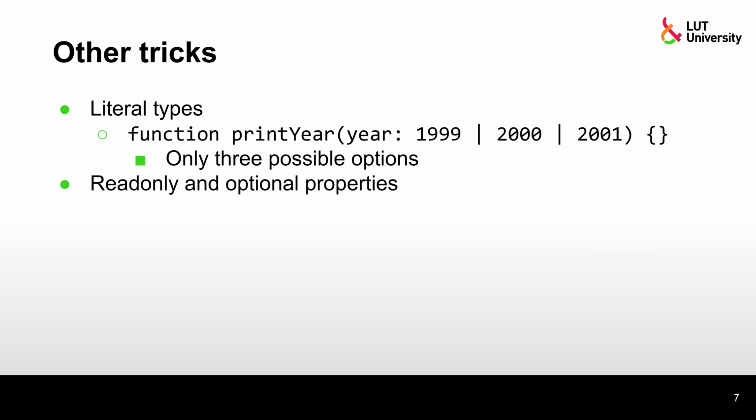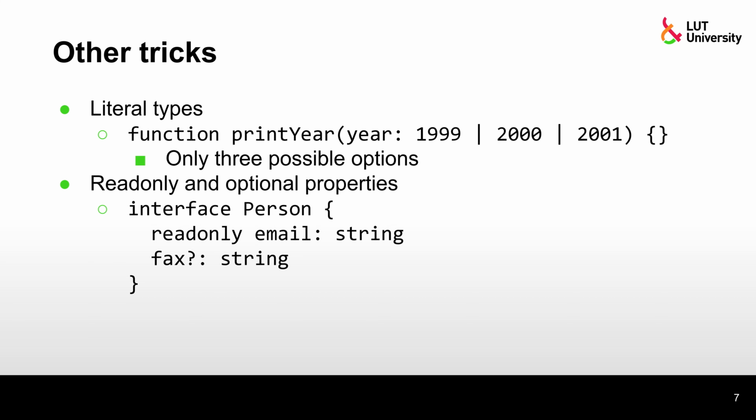Then you can have read-only and optional properties. This is also very new to JavaScript. So in this interface Person we can define that this email is read-only. It's a string and it's read-only. So once you set the email to have some kind of a string email address, then you cannot change it again. It's read-only. And then we are defining that this fax is optional. Then there is this question mark. So you can use this person without giving it any fax value, which is quite useful because not everyone has a fax number. But basically everyone has an email address.